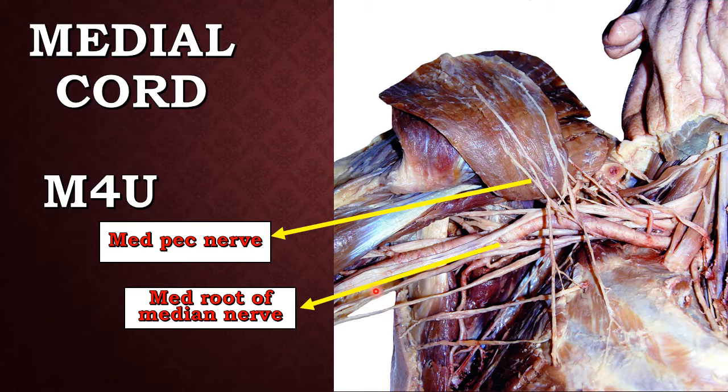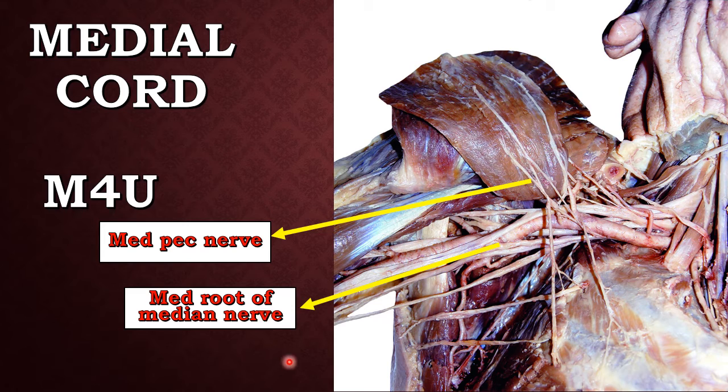Then the medial root of the median nerve. Try to find the median nerve trunk, which is present lateral to the third part of the axillary artery, even in the upper half of the brachial artery, the upper half of the arm, where we can identify the brachial artery. Lateral to the brachial artery, we can identify the median nerve. So just try to find the median nerve and move upwards. There we can identify the two roots. One is coming from the lateral cord, another one coming from the medial cord.